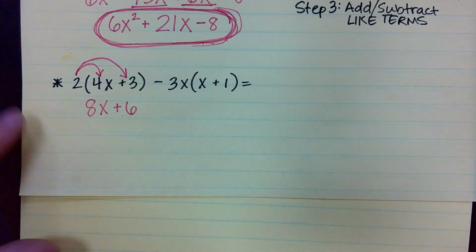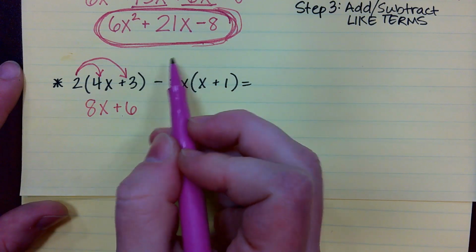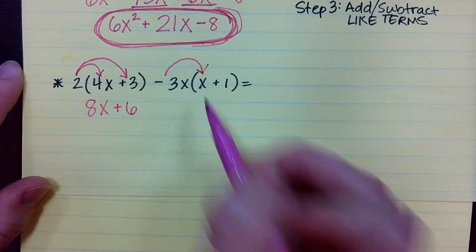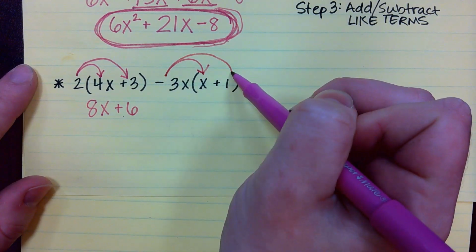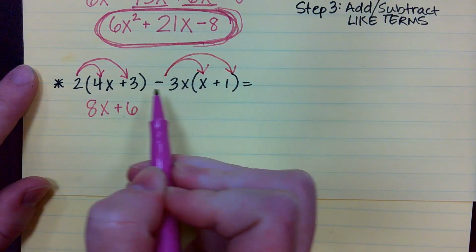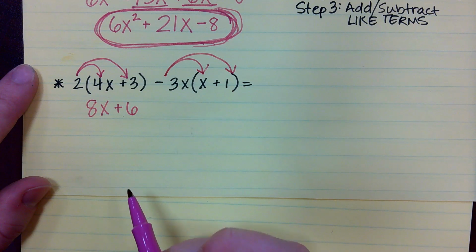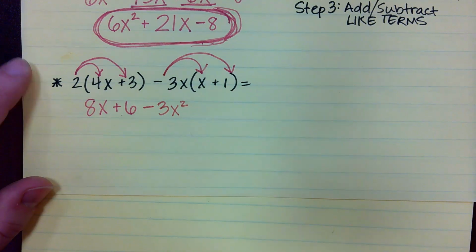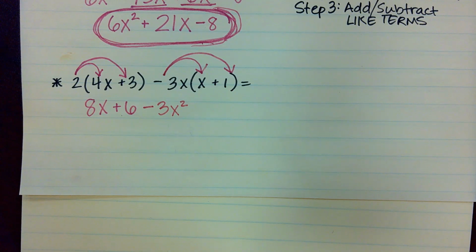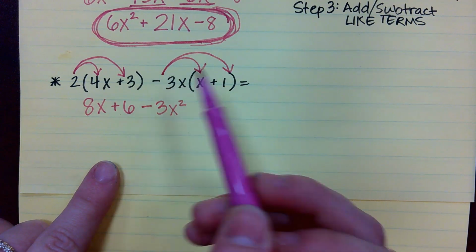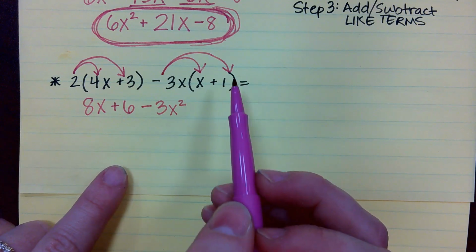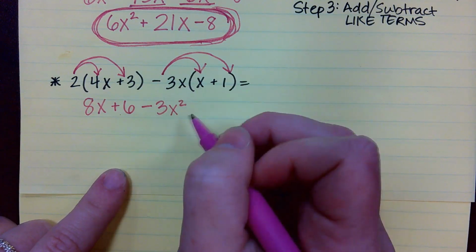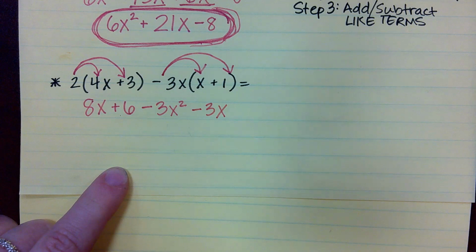Oh, thank you for saying negative 3x. There's a minus here, so this is a negative times all of these. We're going to do negative 3x times x and negative 3x times 1. What is negative 3x times x? Negative 3x squared. Yes, negative 3x squared. Then what? It's just negative 3x. Anything times 1, that's not going to change it. It'll just stay the same. Negative 3x times 1 is negative 3x. Okay.